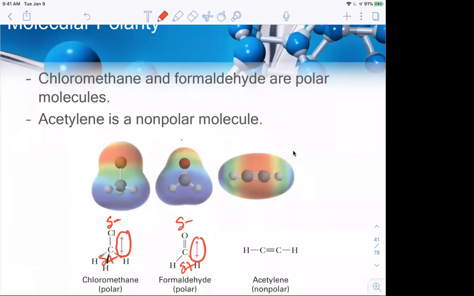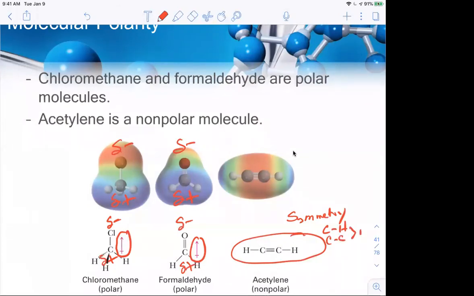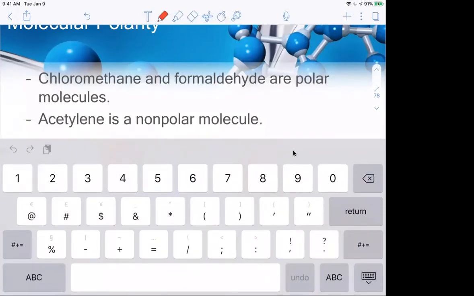You can see that here. This is partial negative. This is partial positive. This is partial negative. This is partial positive. Notice in this guy, I have symmetry. It's linear. Carbon-hydrogen and carbon-carbon bonds are both non-polar. So it's going to be a non-polar molecule.